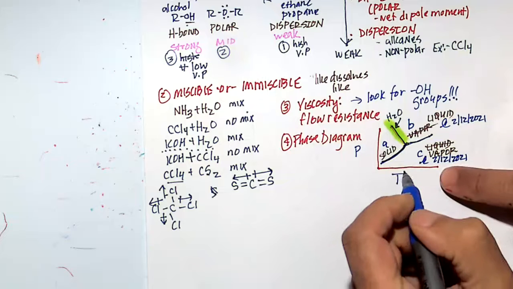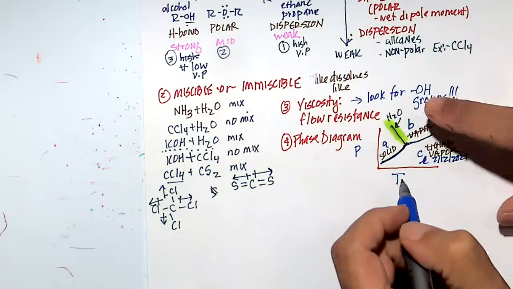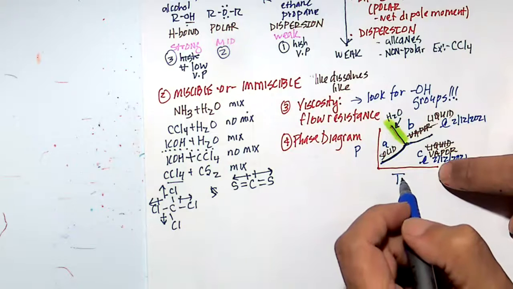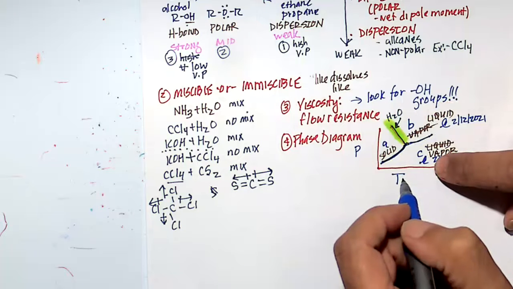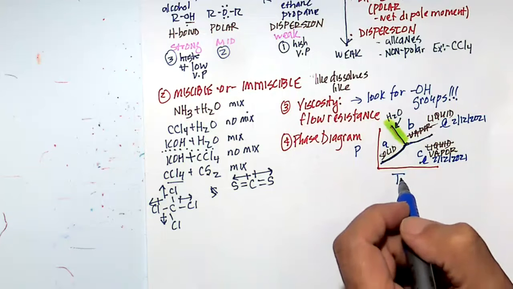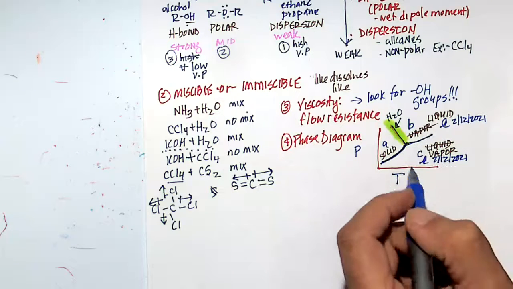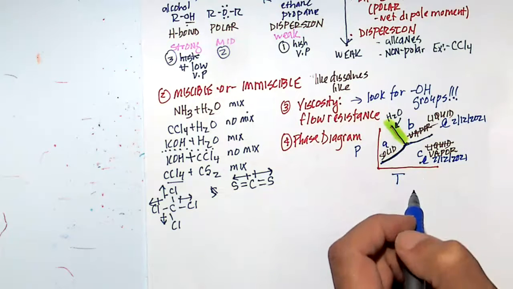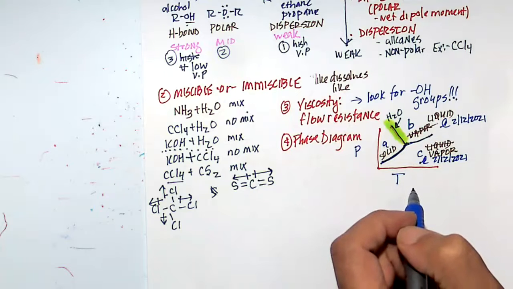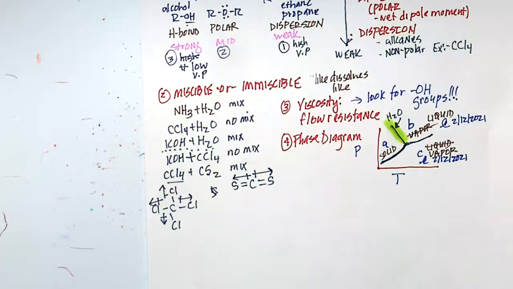So high temperature, very high pressure. Are you sure? High pressure, high temperature. So high temperature would be a vapor, and then high temperature and high pressure. Okay, high pressure. Low pressure, high temperature. Right, okay.